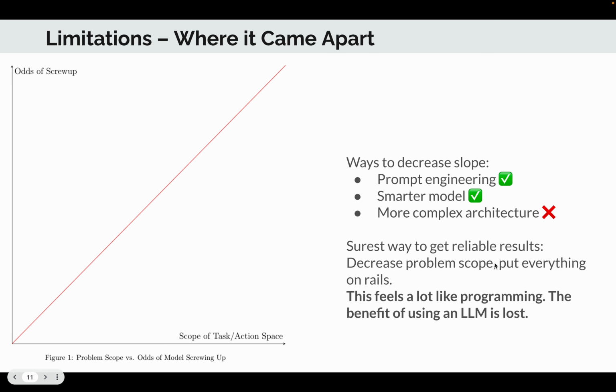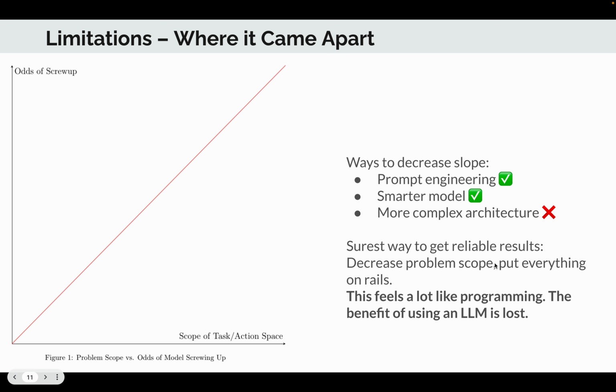So this project kind of came apart in some ways. And this slide is my intuitive understanding of what happened based on growing the project from sort of a toy into something more real. What I think I found was that as you ask LLMs to do more, and as you give them more leeway and more different actions that they can take through function calling, the odds of them screwing up increases. And there are ways that you can sort of decrease the slope of this plot here, you know, odds of screw up versus scope of task. And we did a couple of those.